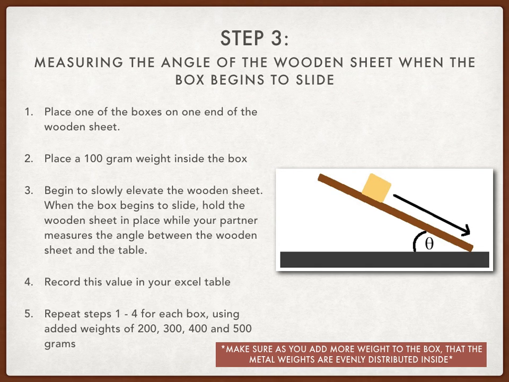Right as when the box begins to slide down the wooden sheet, stop there and get your other partner to record that angle between the table and the wooden sheet with the protractor. Then make sure you record this value in your Excel table. After this, repeat steps 1 to 4 for each box and increment the weights as you go up to 500.